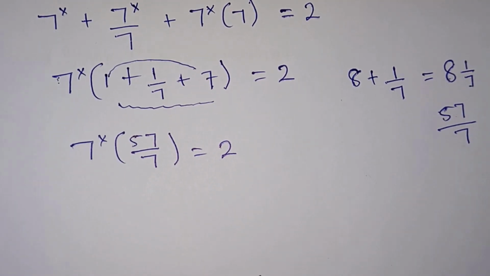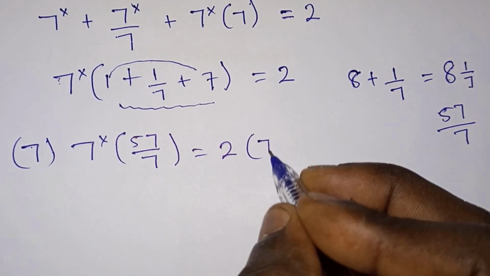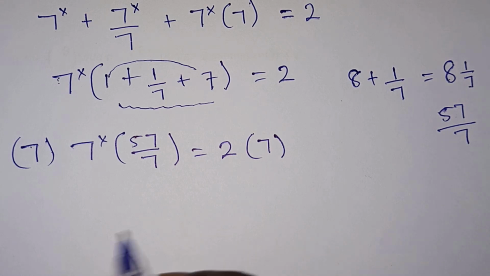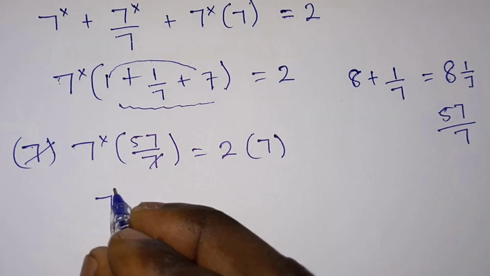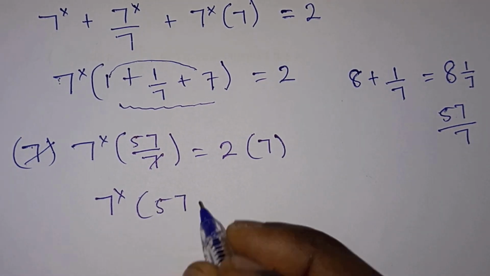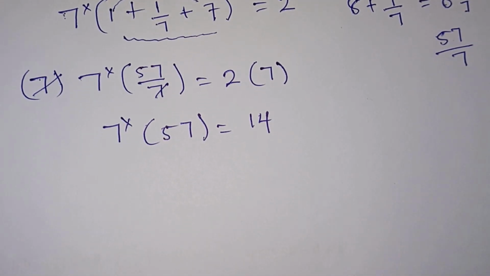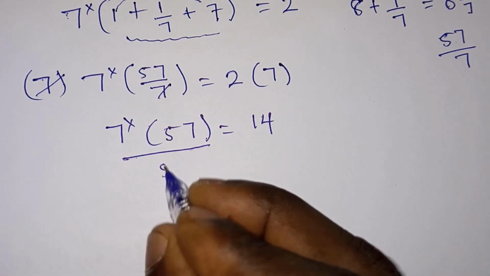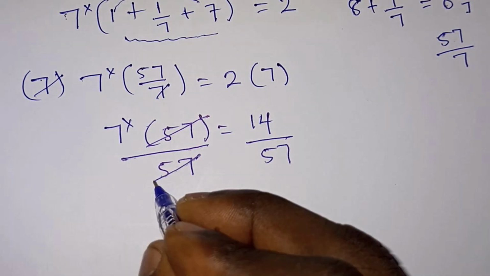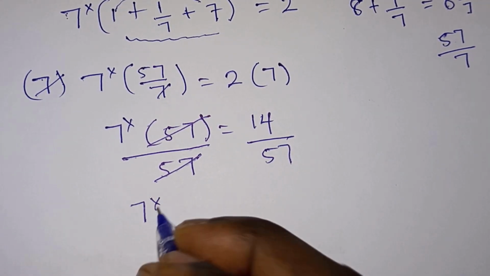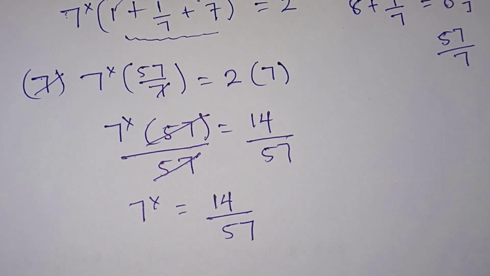Let's get rid of the fraction by multiplying by 7. So we will multiply this side by 7 and then this side also by 7. And straight away we can see that this 7 will cancel this. We have 7 to the power x times 57 is equal to 14. Then from here we will divide each side by 57, so that this and this will go, we have 7 to the power x is equal to 14 over 57.